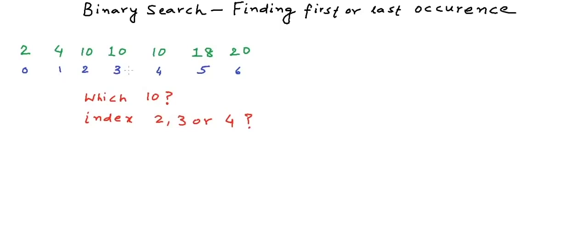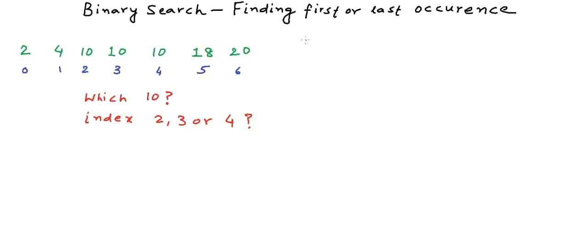Now in this lesson we will see 2 different variations of binary search. One variation will always give us the first occurrence of a number in the array, and another variation will always give us the last occurrence of the number that we are searching for in the array.